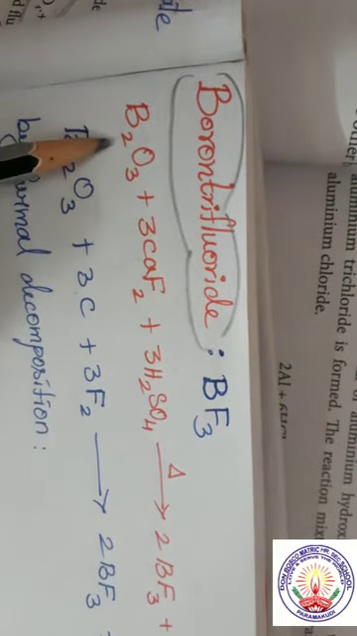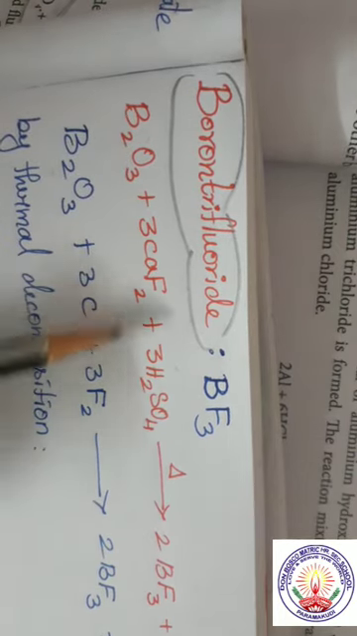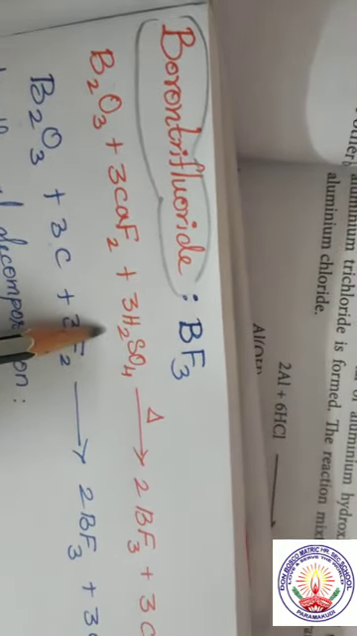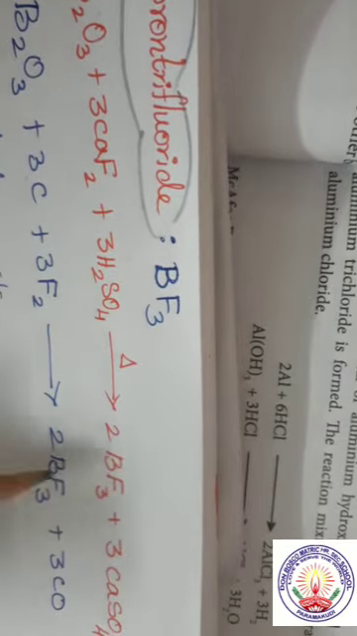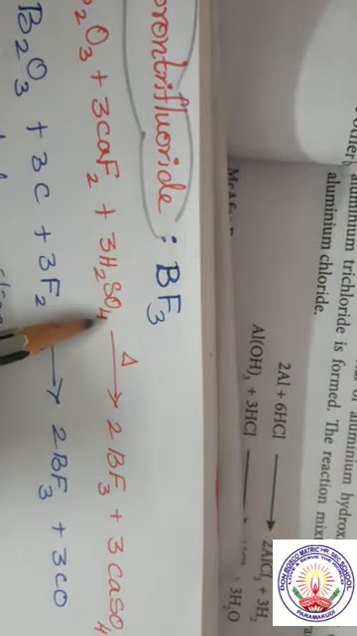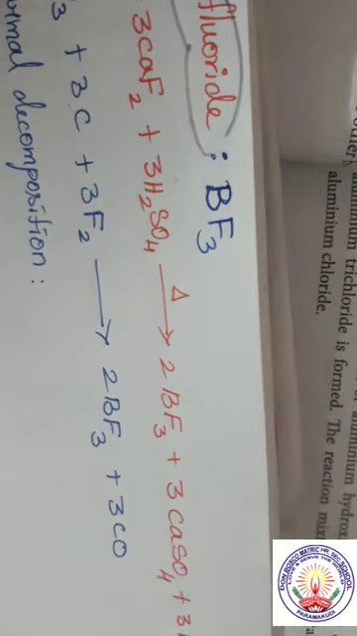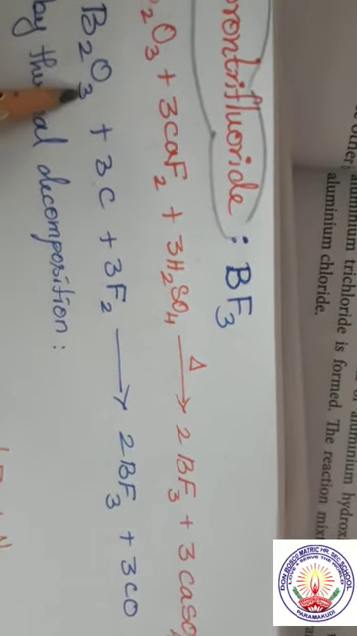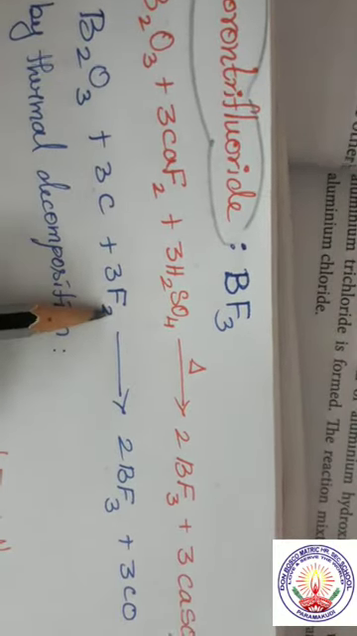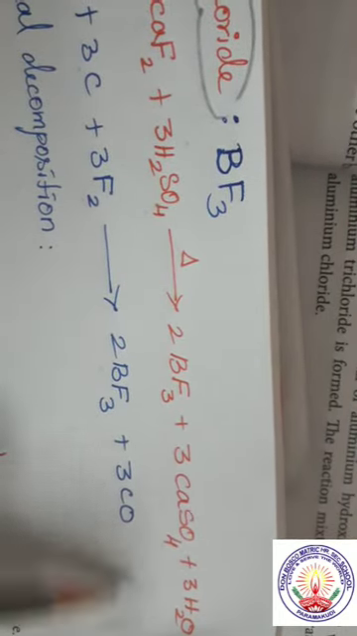The first one is boron trifluoride treated with calcium fluoride in the presence of concentrated H2SO4. So we are getting boron trifluoride, and the calcium combines with sulfate to become calcium sulfate, plus we are getting water. The second one is treated with carbon and fluorine. So we are getting boron trifluoride plus 3 moles of carbon monoxide.